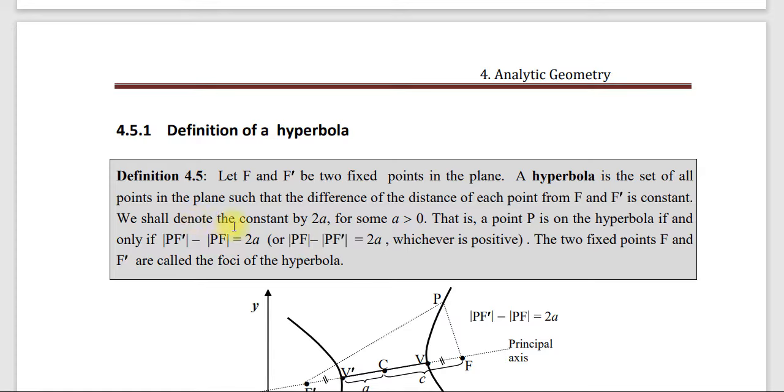We shall denote the constant by 2a for some a greater than 0. That is, a point P is on the hyperbola if and only if the magnitude of pf prime minus pf, which is equal to twice of a.